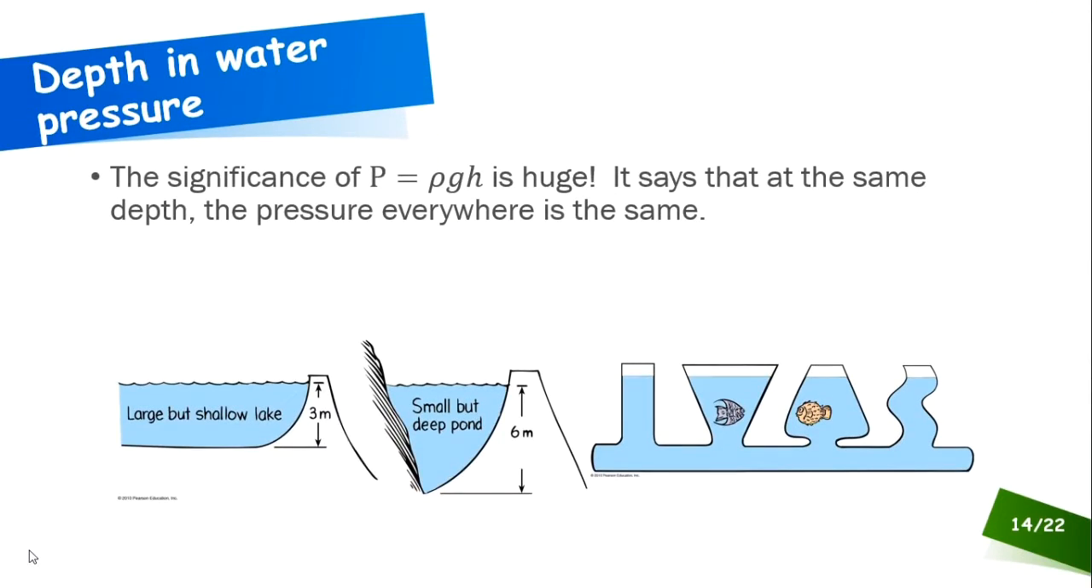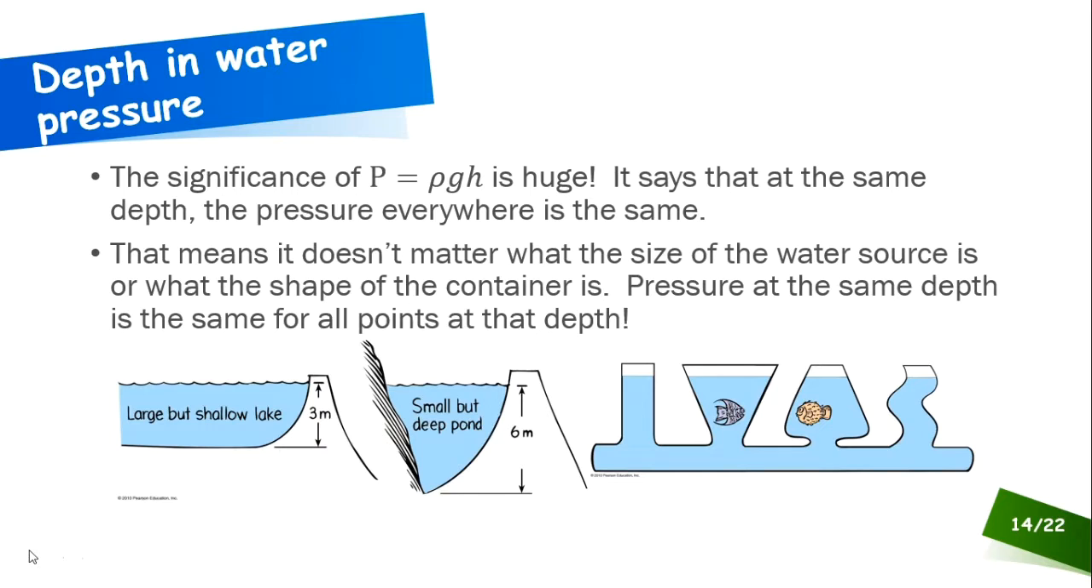This is a very significant equation because all it's saying is that pressure is a function of only one thing, and that's the depth, how far below the surface you are. So at the same depth, the pressure everywhere is the same. It doesn't matter what the size or the shape of the water source is, because there's no representation of that in your equation. The only thing you have is pressure equals rho, which is a constant, density, and g, also a constant, acceleration due to gravity. So the only thing that varies is the height, and there's nothing else in there.